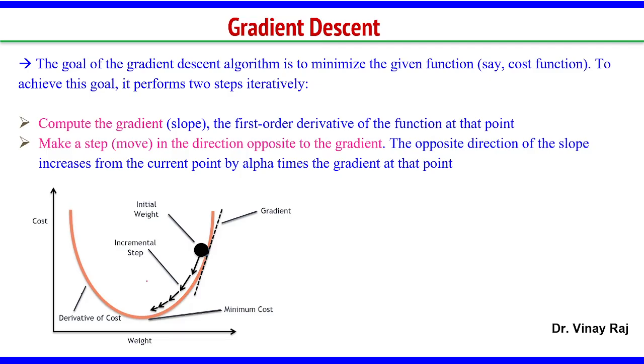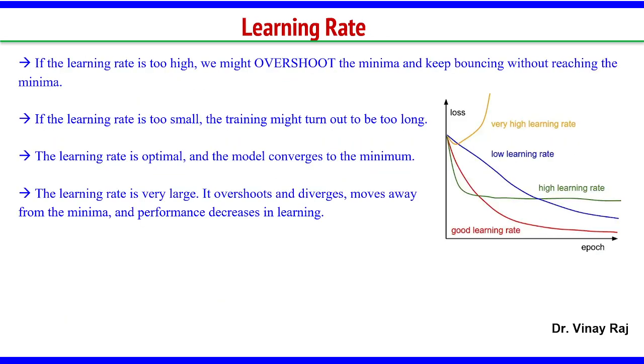So gradient descent is something like this. You first compute the gradient, that is the first order derivative of the function, then make a step in the direction opposite to the gradient. You move opposite to the slope from the current point by alpha times the gradient at that point. Alpha means the learning rate that we are taking. This is how the gradient descent technique works. So, we have seen the cost function.